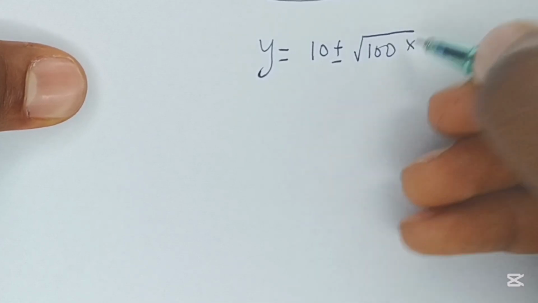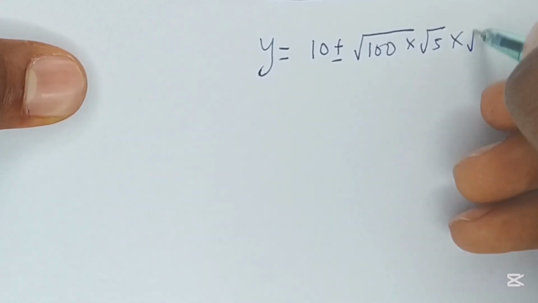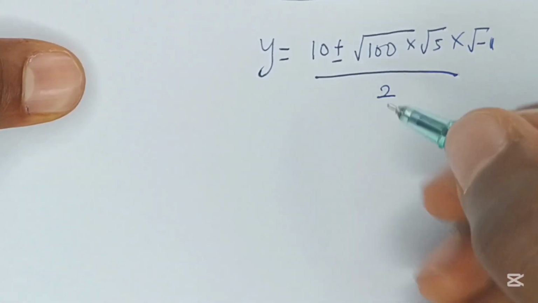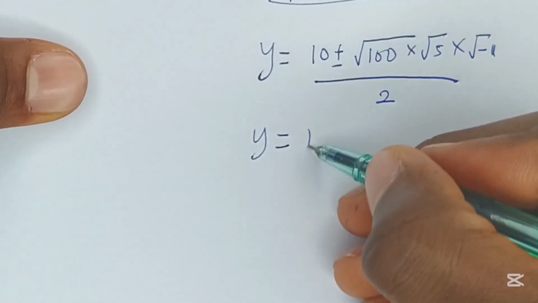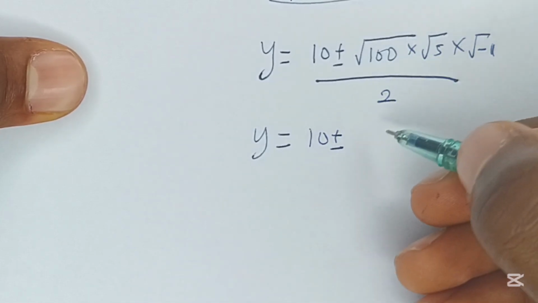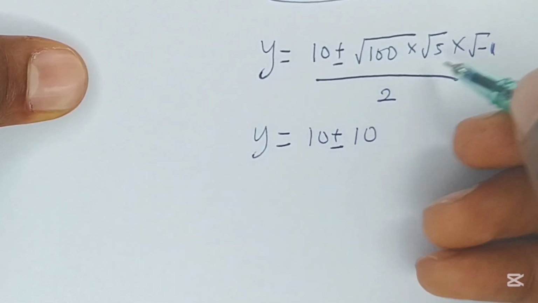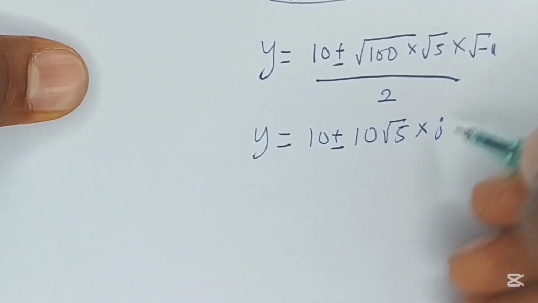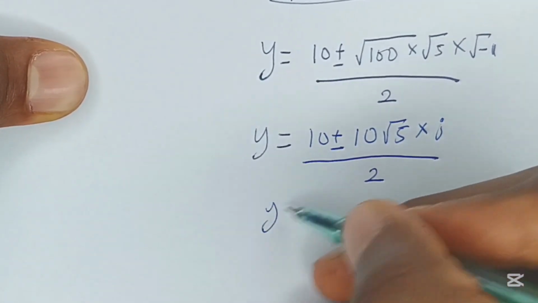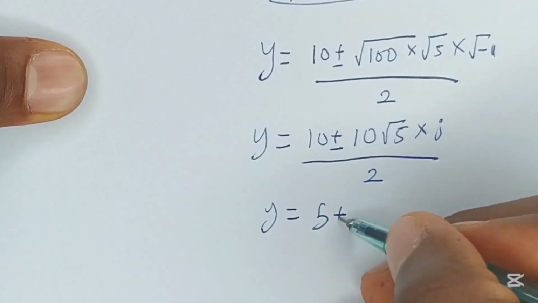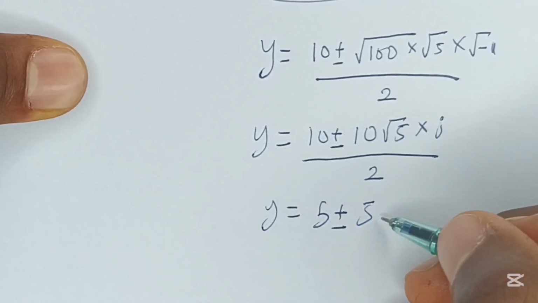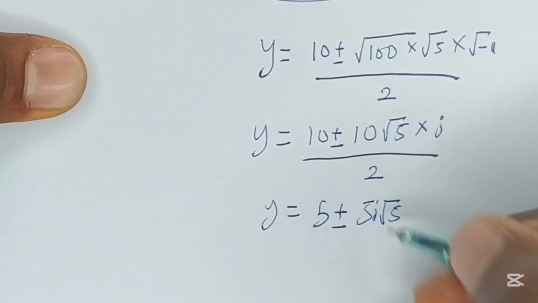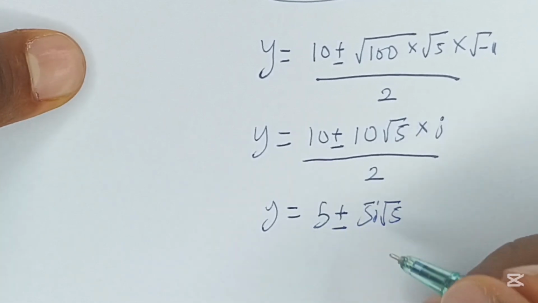So y will be equal to 10 plus or minus square root of 100 times square root of 5 times square root of minus 1, all over 2. And y will now be equal to 10 plus or minus square root of 100, which is 10, times square root of 5 times square root of negative 1, which is i, all over 2. Hence y will now be equal to 5 plus or minus 5 root 5 multiplied by i. So we have 5i root 5. I hope it made sense.